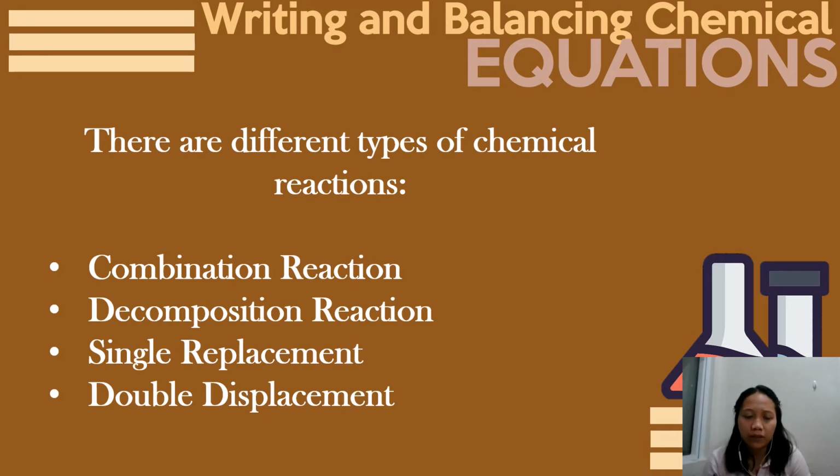Please be very careful because in some cases, you might name single replacement as single displacement. It is just single replacement because only one ion is transferred to another. You will see later why it is called replacement and not displacement. For double displacement, it is called displacement because the two ions in two particular compounds actually displace, meaning nag-change sila ng place. So that's why it's called double displacement. So make sure not to interchange the two terms.